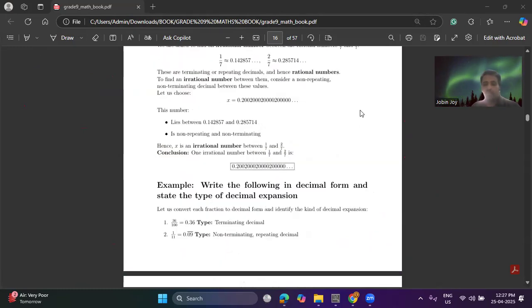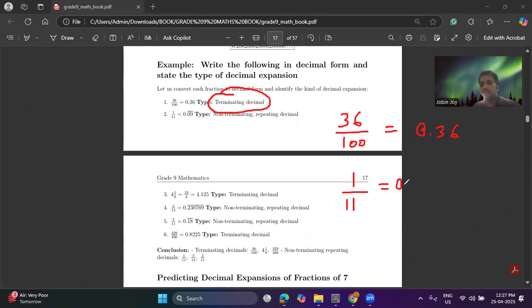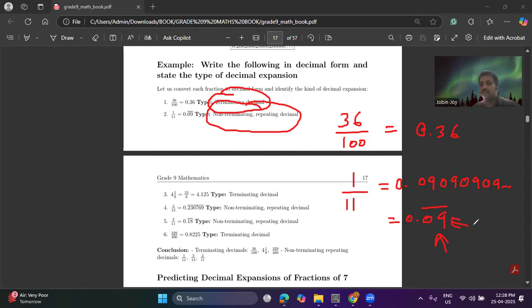Then coming to the next one. Next, 36 by 100. What is 36 by 100? 36 by 100 means 0.36. This is a terminating decimal, because after 6 there is no number. Then 1 by 11. What is 1 by 11? 0.09090909, like this. That means this will be 0.09 bar. That means this is non-terminating repeating. This 09 is repeating.